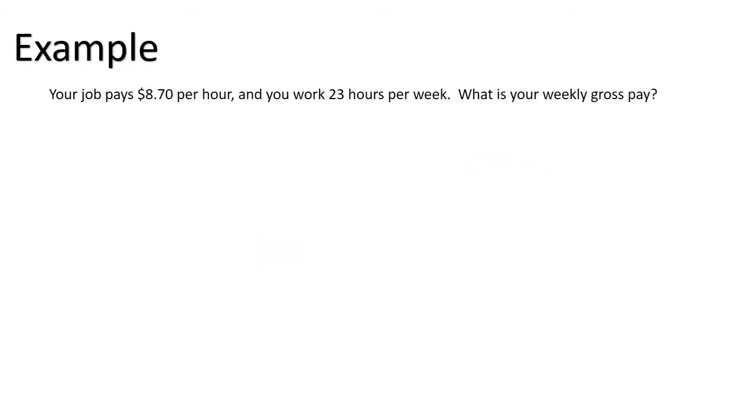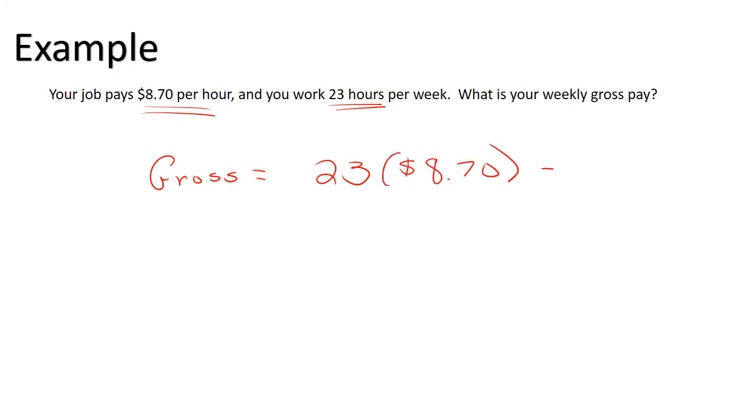Now for some examples. In this first example, you're just going to calculate your gross pay from your employer. You are paid $8.70 per hour and you work 23 hours. To calculate your weekly gross for this given week, you just multiply 23 times the $8.70. That will give you a gross pay of $200.10.